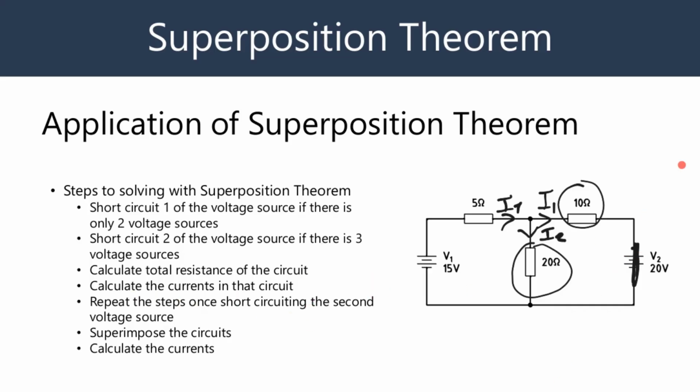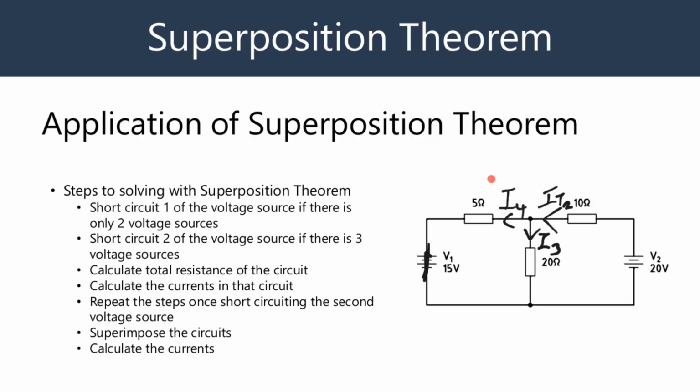Okay, calculate the currents in that circuit, then repeat the steps once short circuiting the second voltage and placing your first voltage back in. So once we've got that, we have calculated, let's say, I1, I2, and I total. I then take out everything here, so you know that that's I1, I2, and I total. I place back, I take that line out, and I then short circuit this side. Now the current, this is I total 2, okay? This one is I3, that one's I4, okay?